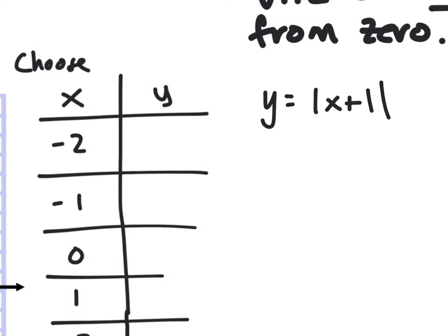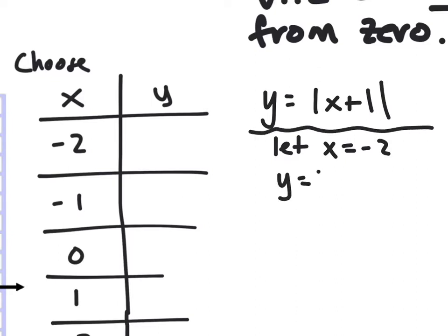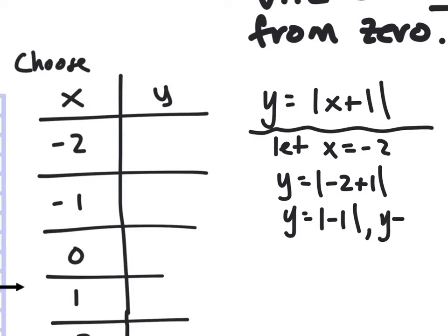And what I'm going to do is I'm going to plug in negative 2, so I let x equal negative 2. So I'm going to plug that in. Y equals the absolute value of negative 2 plus 1. Okay, if I take negative 2 plus 1, that's going to give me negative 1. So I get the absolute value of negative 1. Now, I have to ask myself the question, what's the distance from negative 1 to 0? Okay, and that's going to be a value of 1. So y is equal to 1 here.